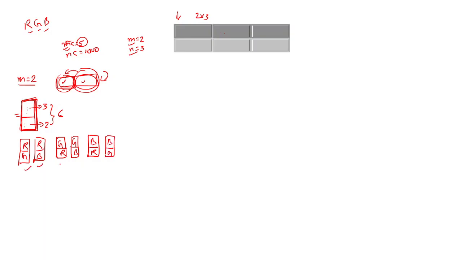These are different rows, or you can say different columns, or different strings, that can be generated where the adjacent colors are not the same. Okay, so these are the six that we have got here.